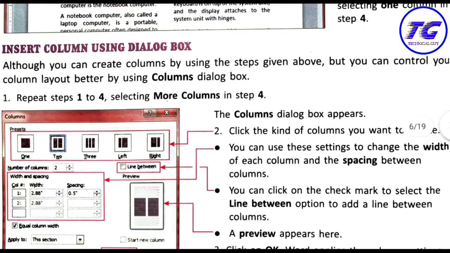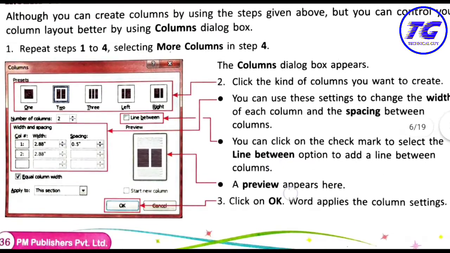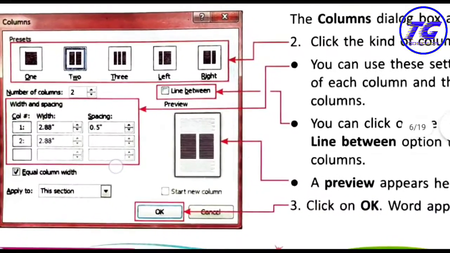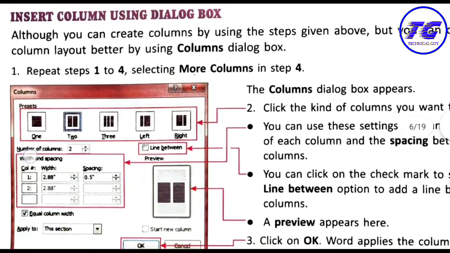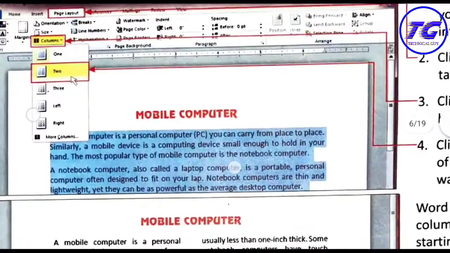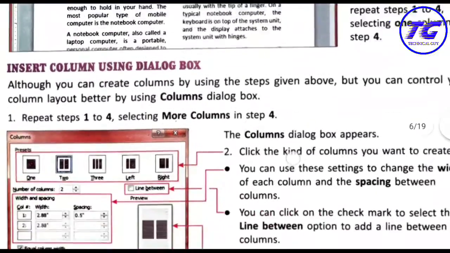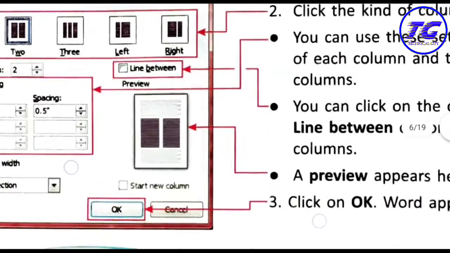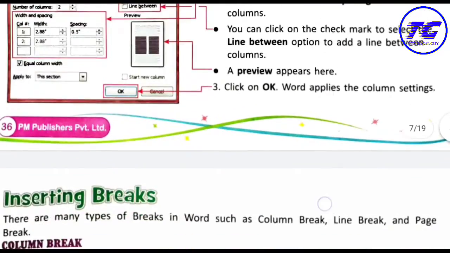So if you want to print like here one line is printed in between the column, so for that you can click this line between checkbox. So here's that dialog box appearing for inserting the column, and this dialog box will appear when you click on this button, that is the column button and more columns option. Click on the more columns option, then this dialog box will appear, and here line between is also coming, that you can click if you want a line between the columns.